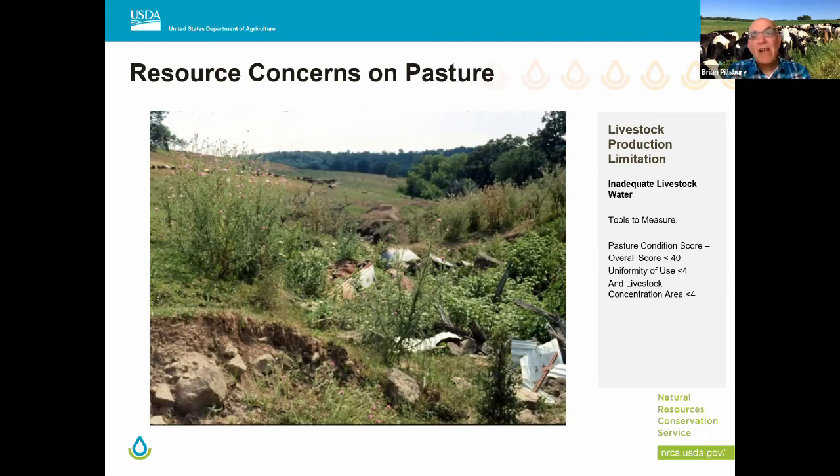And then you have what we call livestock concentration areas, bare areas where animals spend a lot of time, say around the watering tank, and other areas much further away do not get good grazing because the cattle don't go there as often. So you have a poor grazing distribution. The two most common resource concerns we probably see on pasture are inadequate livestock water, where there are not enough watering points to get good grazing distribution, and inadequate forage for the livestock. Those are the two most common on existing pasture land.